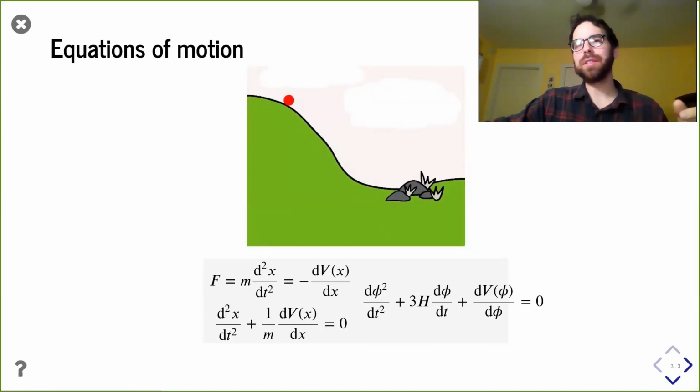Here's a cartoon idea of inflation. Let's start with just Newtonian physics. Let's imagine you have a literal ball on a hill.